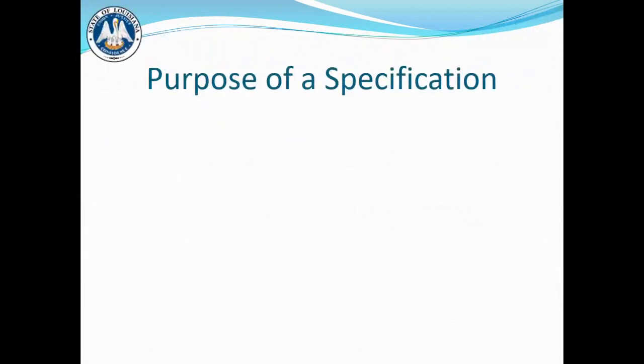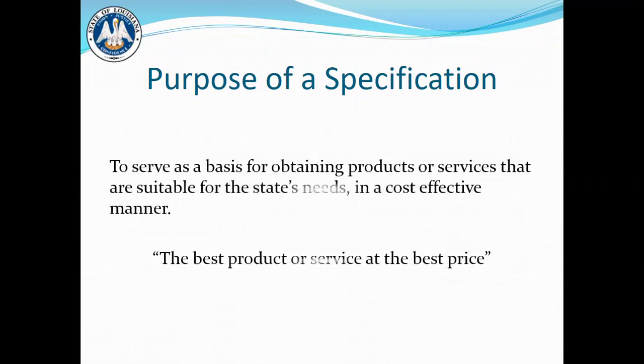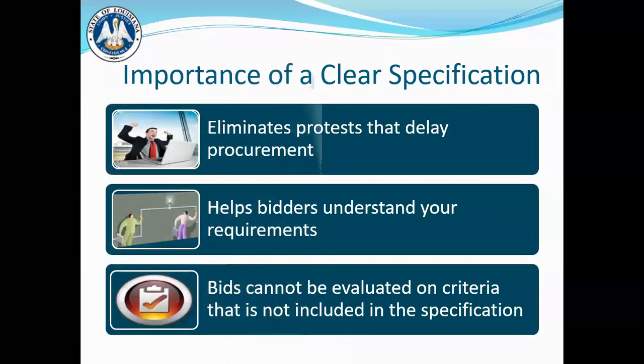What is the purpose of a specification? It is to serve as a basis for obtaining products or services that are suitable for the state's needs in a cost-effective manner. To better describe, the best product or service at the best price. What is the importance of a clear specification? It eliminates protests that delay procurement. It helps bidders better understand your requirements. And bids cannot be evaluated on criteria that is not included in the specification.